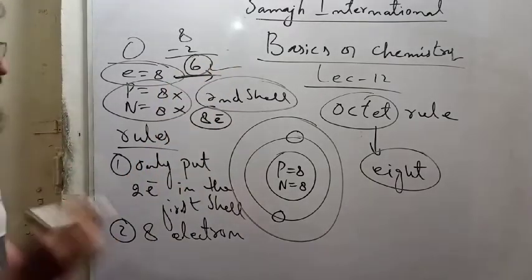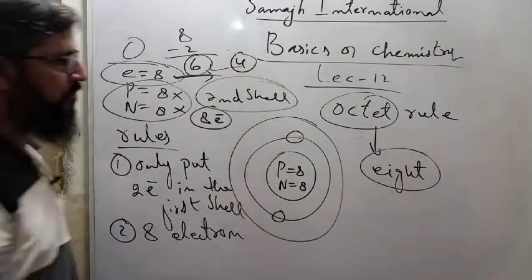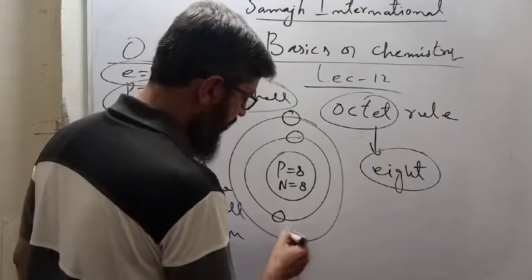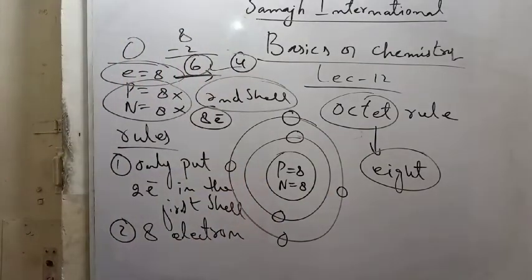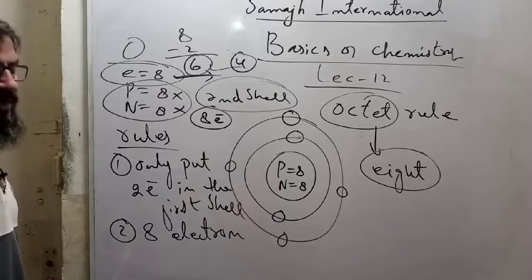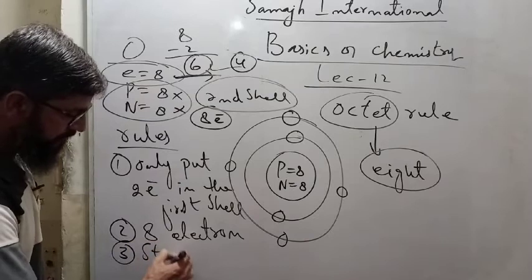Top, bottom, left, right. You are to take 4 electrons first. Be careful about it. Top, bottom, right, left. Then start pairing.